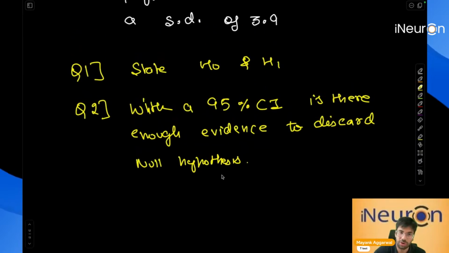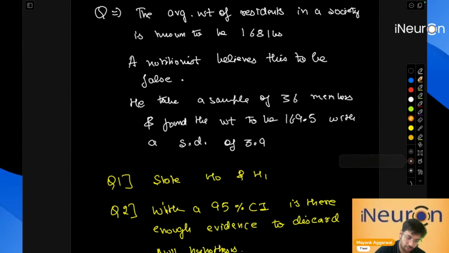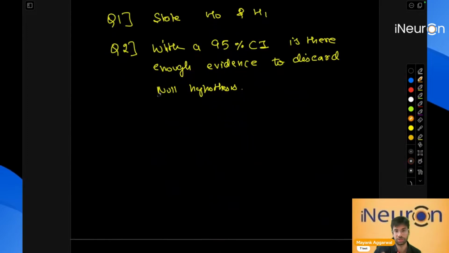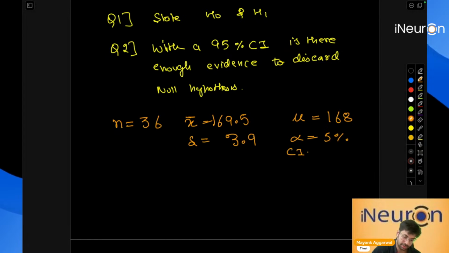So this is the question now. Let us see exactly what is going to happen in this question. First, let us write what all we are given. This is very much doable by you all now. N is equal to 36. We are given the sample X bar, 169.5. We are given the sample standard deviation as well, and we are given mu, which was 168. Alpha will become 5% as my CI is 95%.